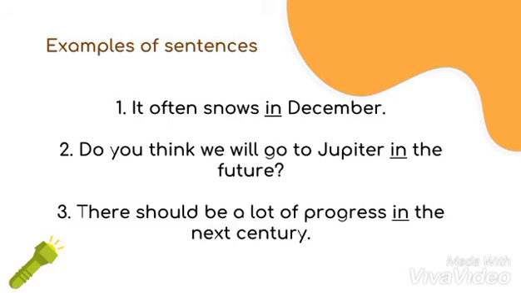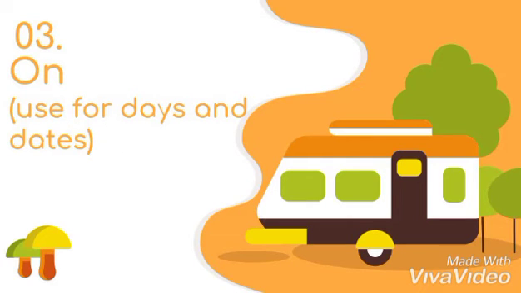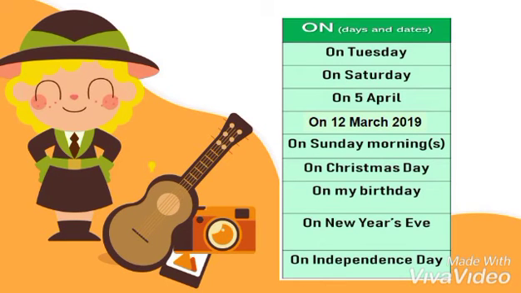The third preposition is on. We use on for days and dates. Let's look at how we use on to indicate days and dates. On Tuesday, on Saturday, on 5th of April, on 12th March 2019, on Sunday mornings, on Christmas Day, on my birthday, on New Year's Eve, on Independence Day.